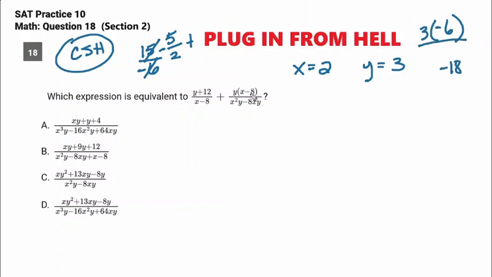over x squared, 4 times 3, that's 12, minus 8 times 2 times 3, 8 times 6, 48. So 12 minus 48, definitely do that on your calculator. That's negative 36. What's negative 18 over negative 36? That's a half. So you got negative 5 over 2 plus a half. Not that hard, that's negative 4 over 2, and all of that is negative 2.